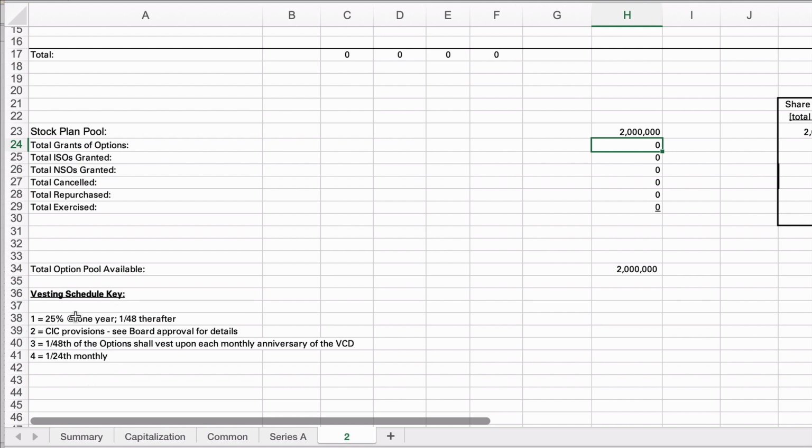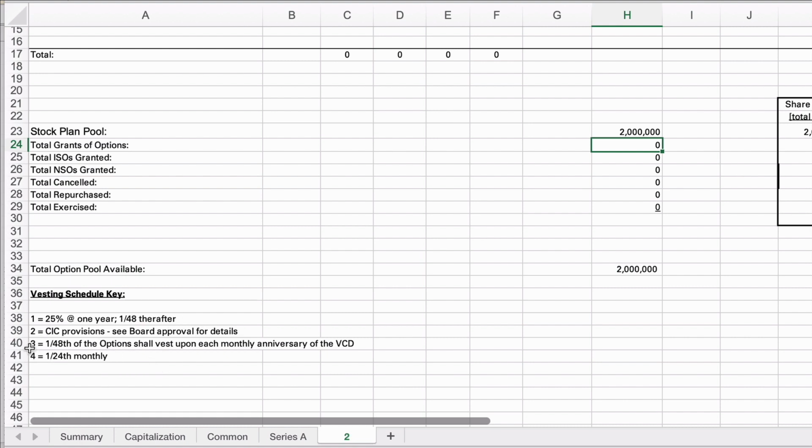Now, typically, most stock option vesting plans have a cliff in them. Notice 25% at 1 year, then 1/48 after. That's a 4-year vesting period. Okay, CIC provisions, we won't get into that. There's board approval for that.